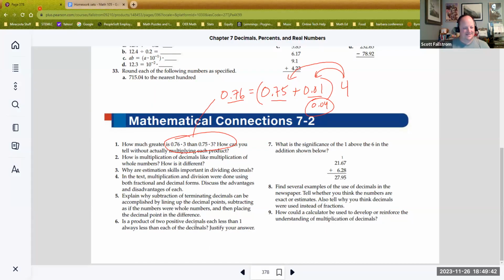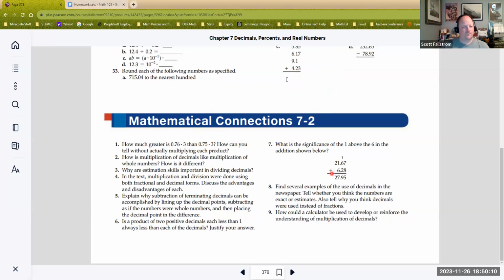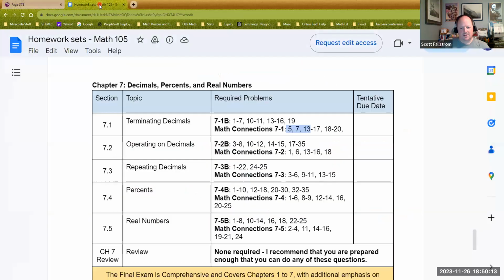Number 6: the product of two positive decimals, each less than 1. Is it always less than each of the decimals? Justify your answer. This is a great question. Two positive decimals, each less than 1. Pick two decimals if you want to get an idea for it, but then try to say, hey, I think this is always true. And if it's always true, we should have a reason for it. There's 1 and 6.